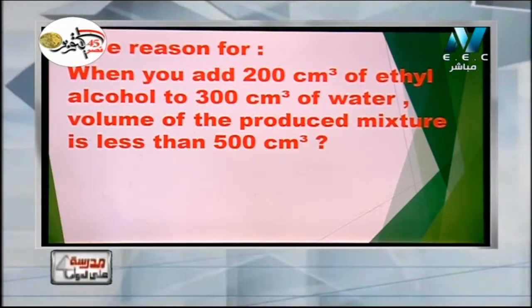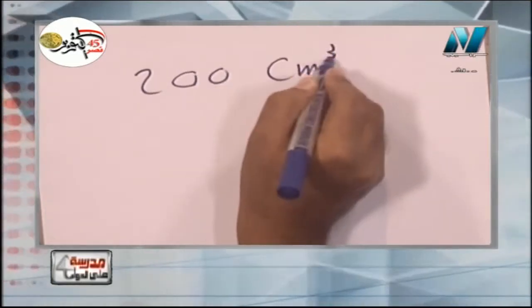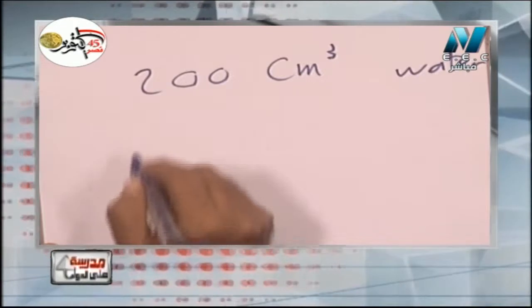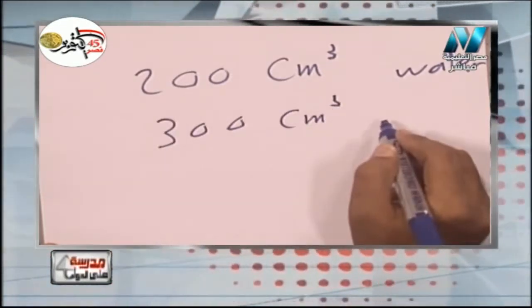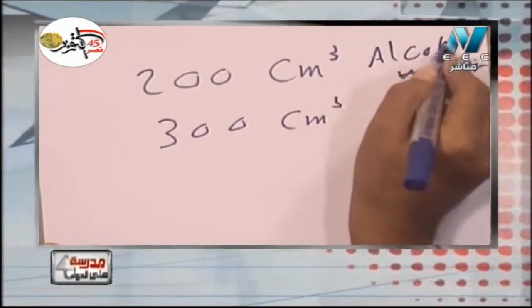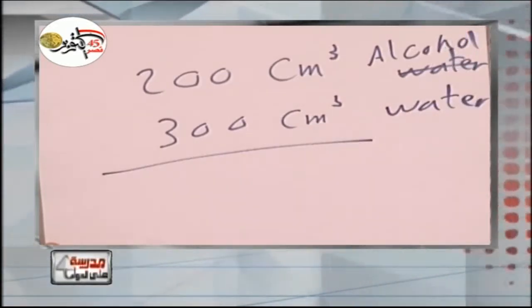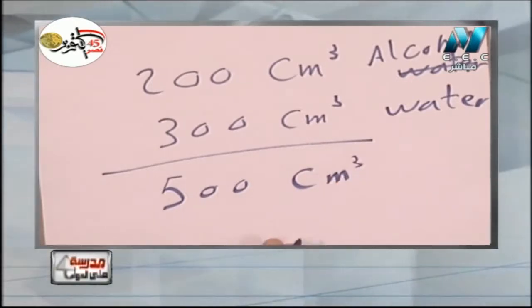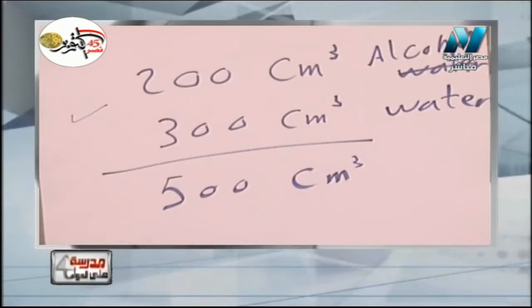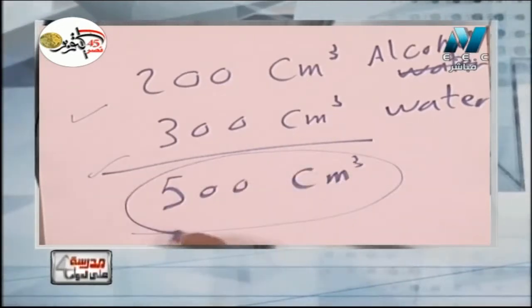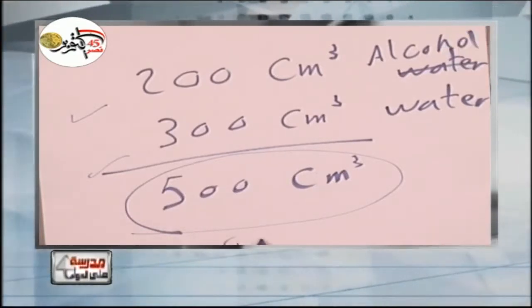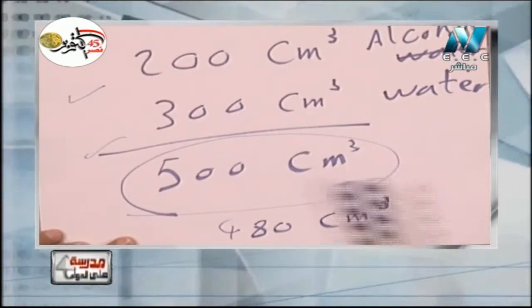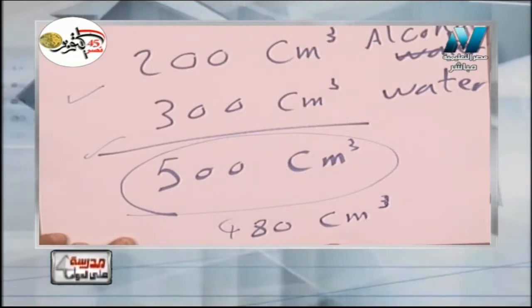So, if I put 200 cubic centimeter of water in a graduated cylinder that contains 300 cubic centimeter of first one, ethyl alcohol, number two, water. It's supposed that the volume of produced mixture is 500. But in fact, if you add 200 cubic centimeter of alcohol to 300 cubic centimeter of water, the produced mixture is less than 500. I think it will be 480 cubic centimeter. Now the question is why? Where is the remaining 20 cubic centimeter?